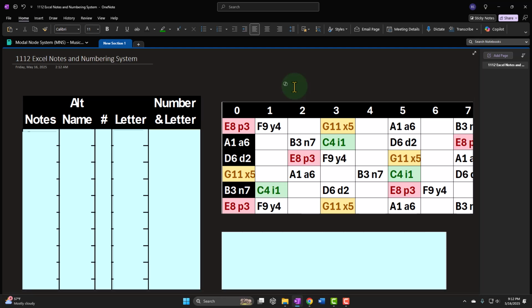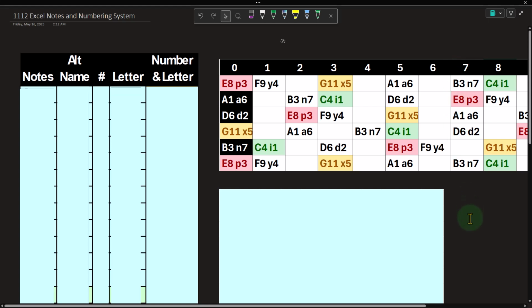would like to follow along with us, we're in file name, modal node system, MNS, in presentation 1110 Excel notes and numbering system, the only presentation we currently have, but we plan on adding plenty more to this file shortly. Also note that we're going to work most of these presentations as well in Excel, focusing more of our time on actually building the tables and therefore possibly a little less time on the theory stuff.